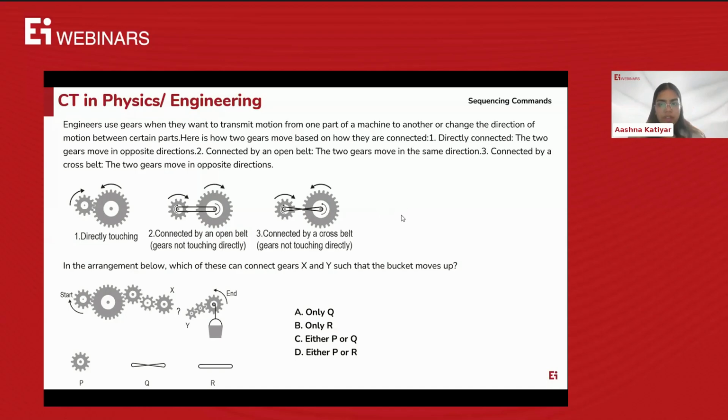So most of you have answered option C, that is either P or Q, and some of you have answered option B, that is 22% of you, that is only R, and 28% of you, that is 9 of you, have answered option A, that is only Q, and 3 people have answered option D. So let's look at the right answer for this question.